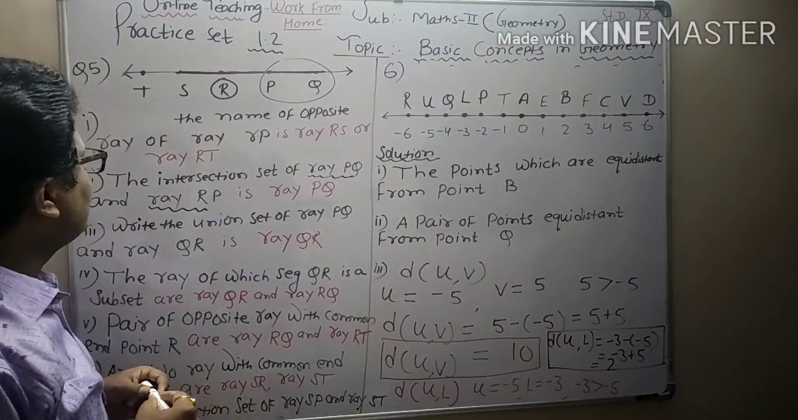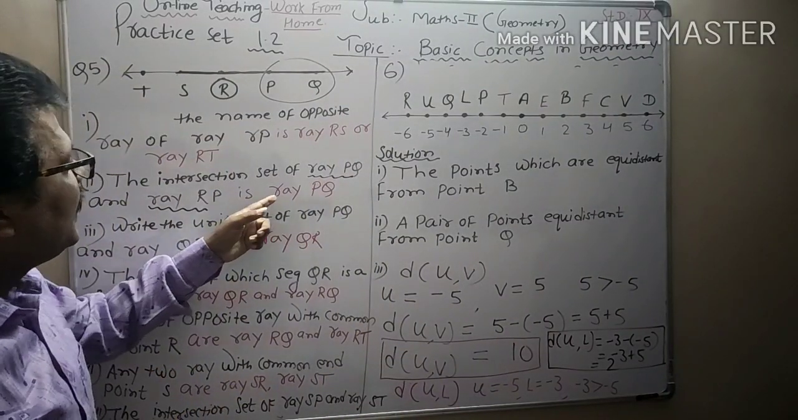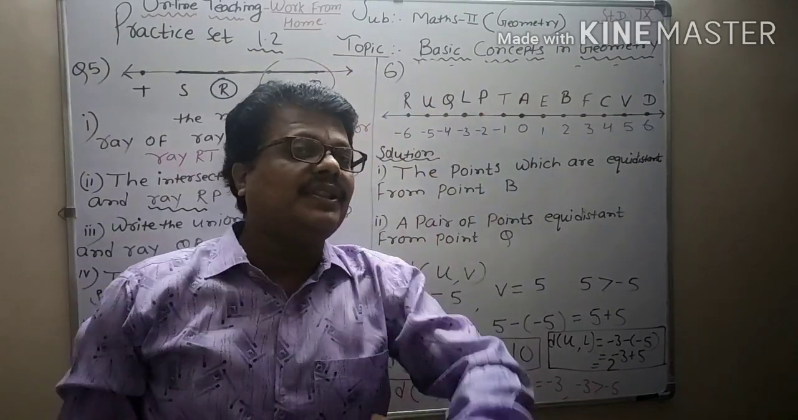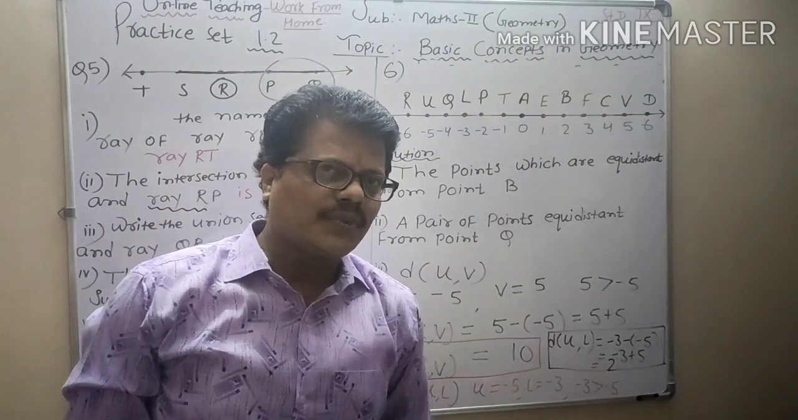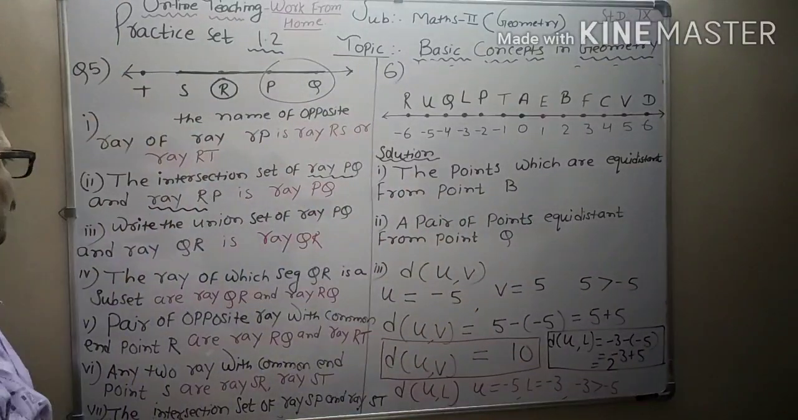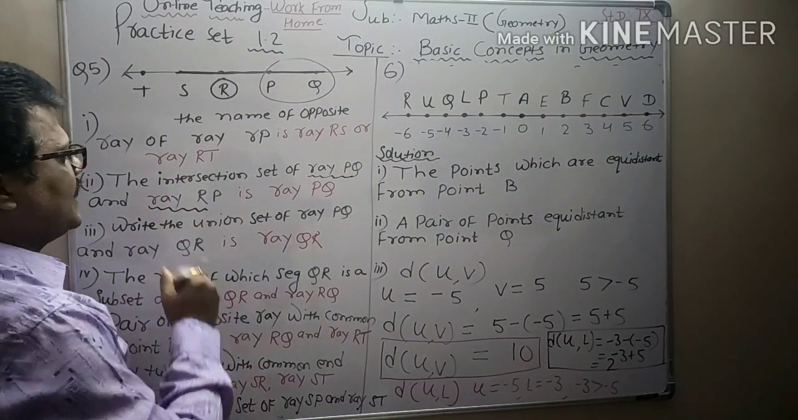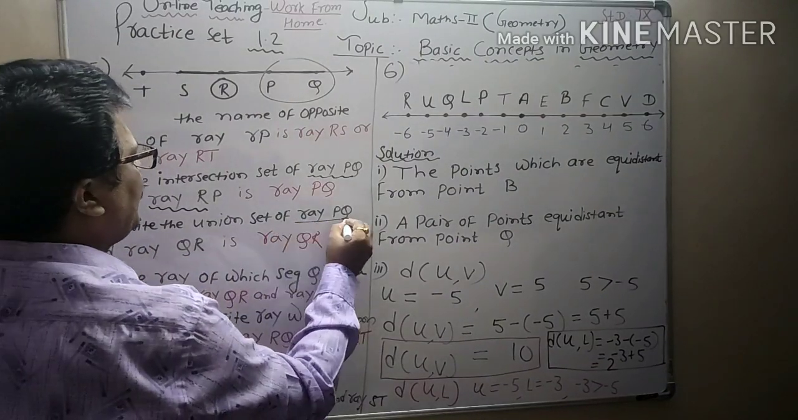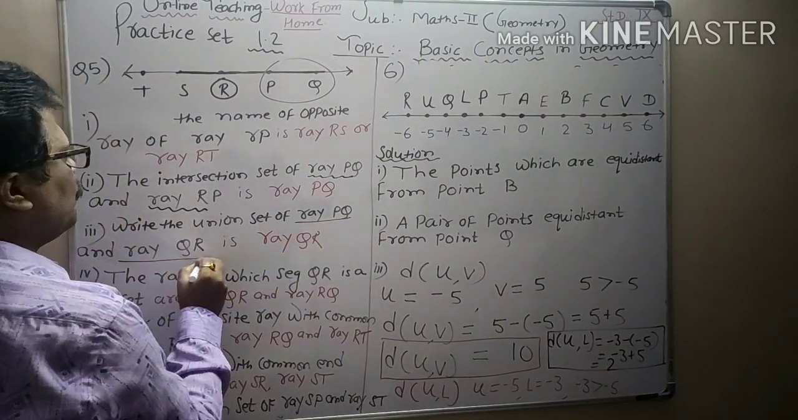So the intersection of these two is ray PQ. That means common between these two. Understood, dear student? Come to the third sub question. Write the union set of ray PQ and ray QR.